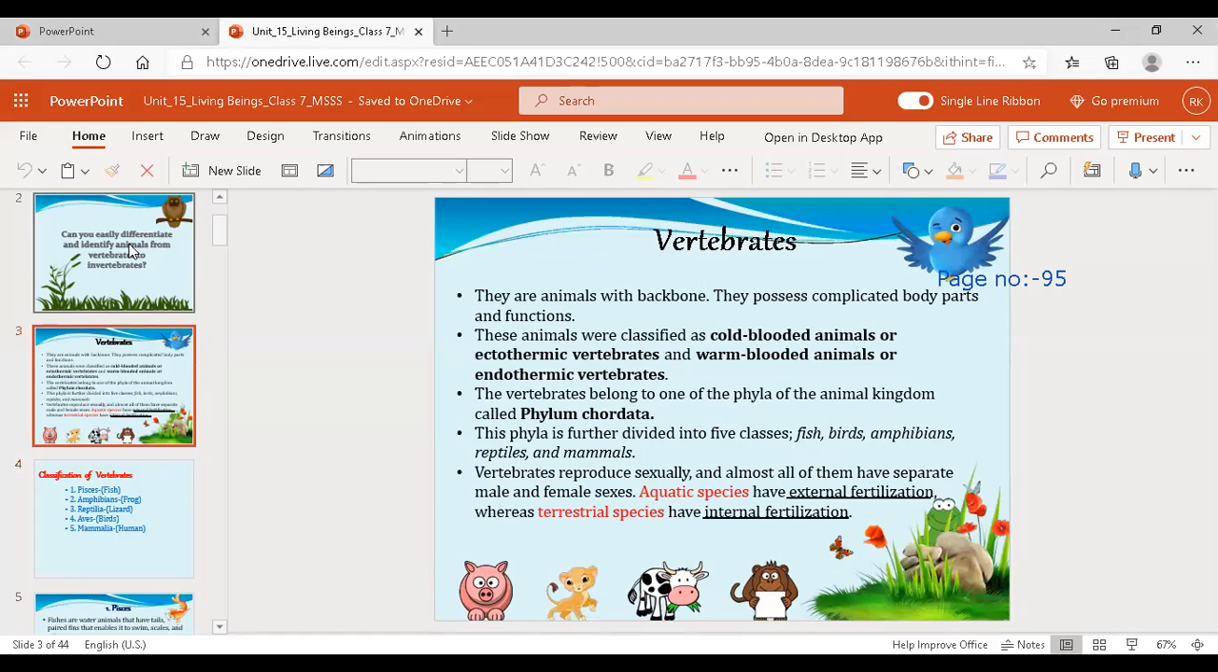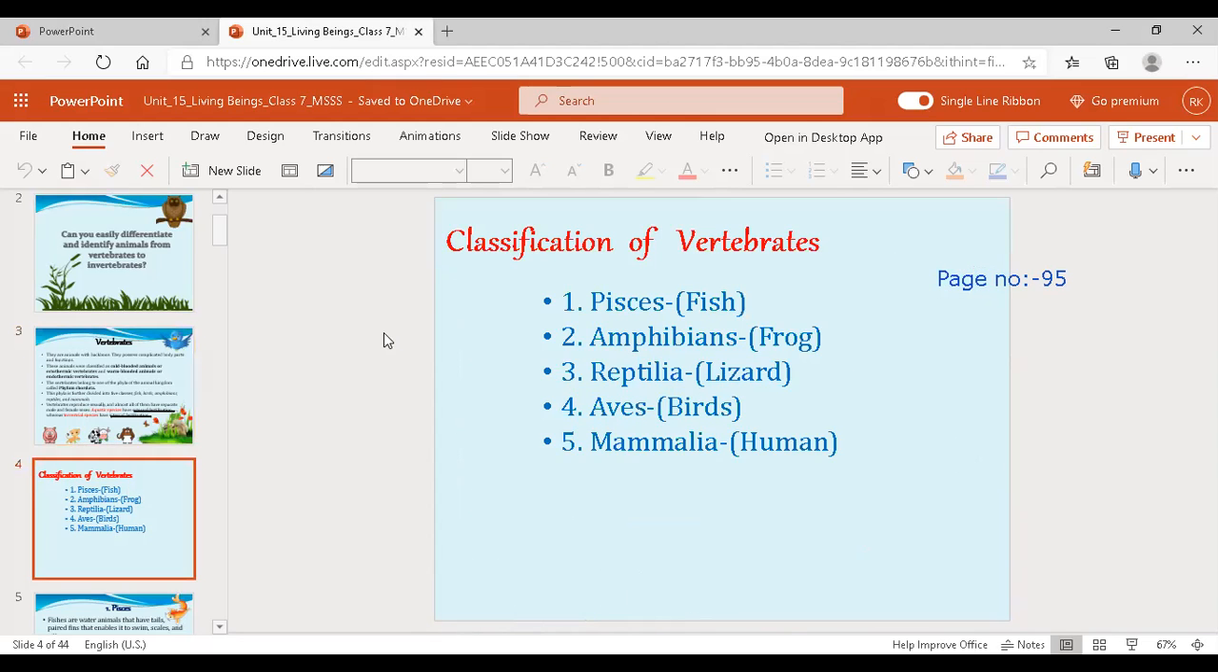Okay, this is our 15th unit, living beings. In the previous class, we discussed cold-blooded animals and warm-blooded animals. Cold-blooded and warm-blooded, both are vertebrates. Vertebrates means there is a vertebral column, a backbone. We have discussed this in an earlier class.